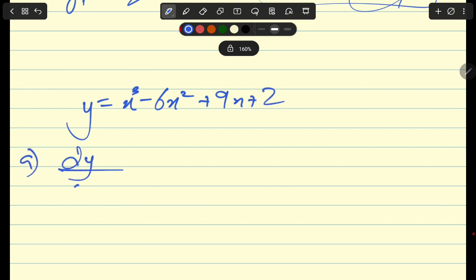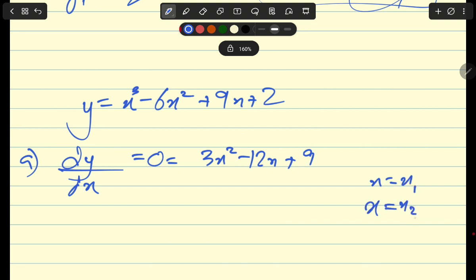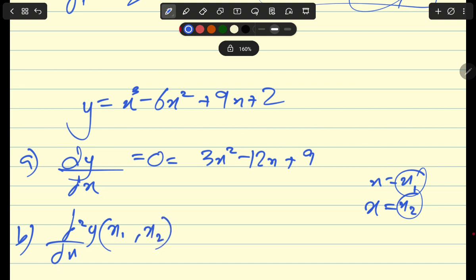So in part A, you just find dy by dx equated to 0. So this is 3x squared minus 12x plus 9. You just find the x values, x1 and x2, right? Now determine the nature of each stationary point. You have to find the double derivative at these x1 and x2, right? If it comes out to be less than 0, it's a maximum. If it comes out to be greater than 0, it's a minimum, right?